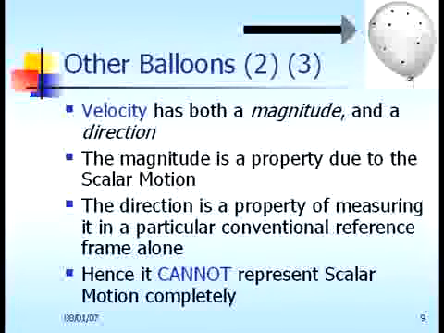And the other two balloons, where we attached the conventional reference system, measure what is called velocity. Velocity has both a magnitude and a direction. The magnitude is a property due to the scalar motion, because scalar motion possesses only the magnitude. The direction is a property of measuring it in a particular conventional reference system, and it depends only on that. Hence, this reference system cannot represent scalar motion completely.